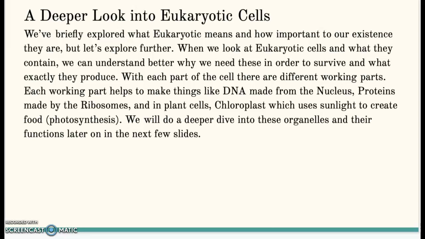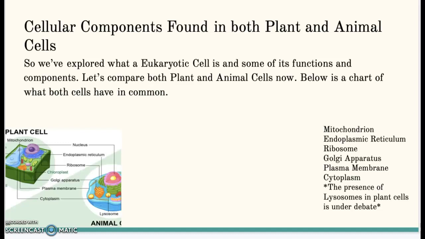With each part of the cell, there are different working parts. Each working part helps to make things like DNA made from the nucleus, proteins made by the ribosomes, and in plant cells, chloroplast, which uses sunlight to create food by the process of photosynthesis. We will do a deeper dive into these organelles and their functions later on in the next few slides. So for the first one, we're going to do cellular components found in both plant and animal cells.